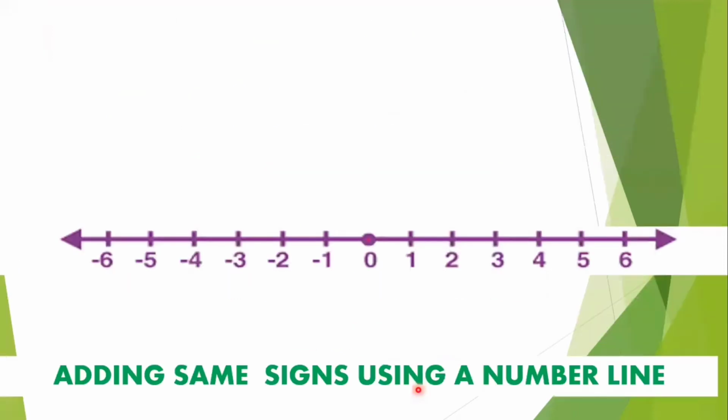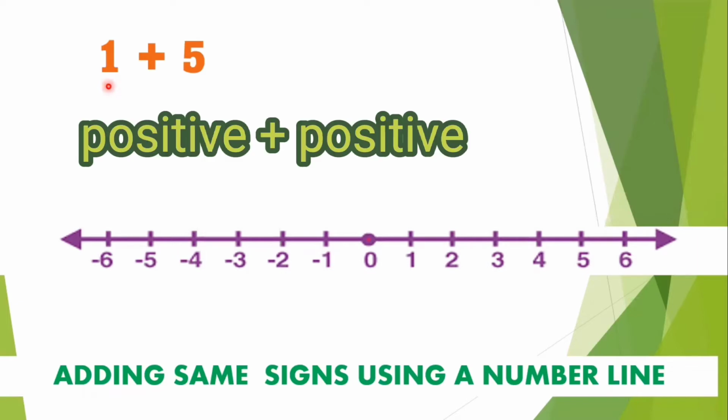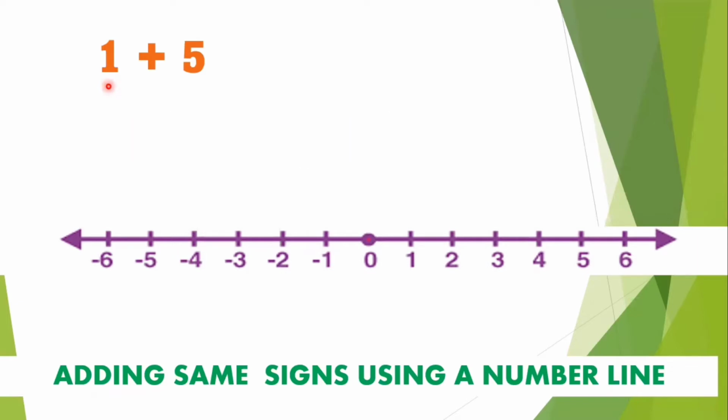First, I'm going to introduce to you para maging simple para sa inyo ang pag-intindi ng pag-a-add ng ating integers. We're going to add same signs using a number line. Example, we have here positive 1 plus positive 5. So, they have the same sign. Pareho silang positive. Paano ba ito siya isosolve? First, locate, hanapin sa ating number line, ating first addend, which is positive 1.